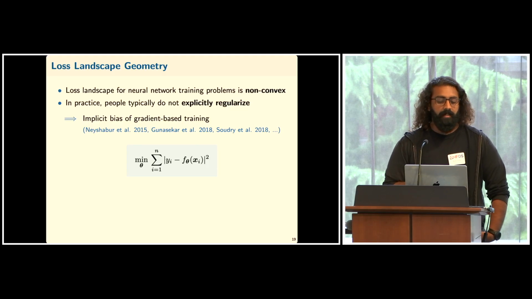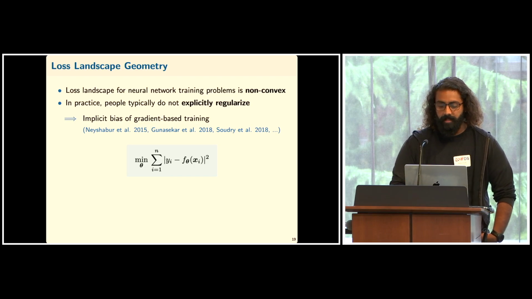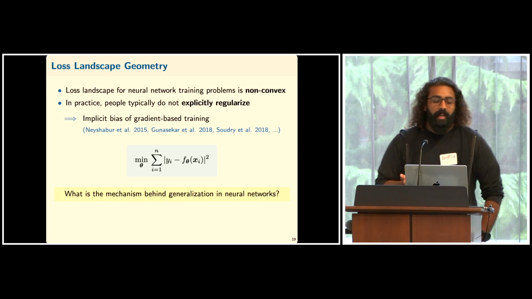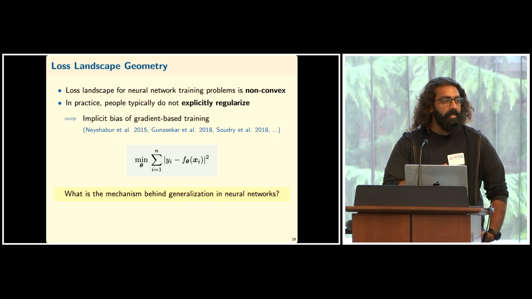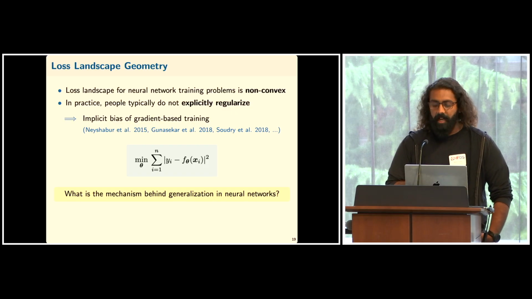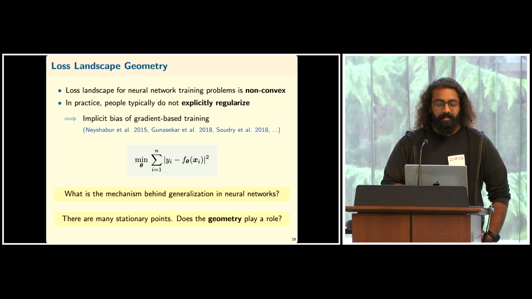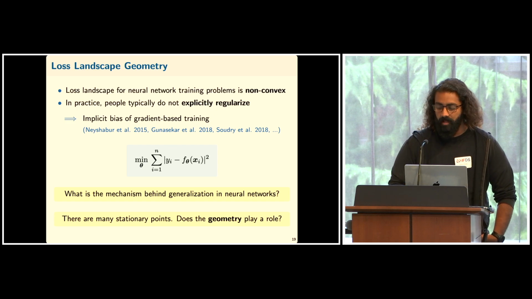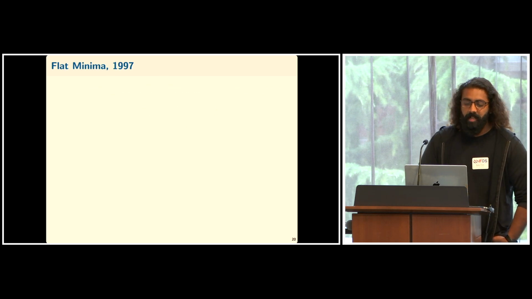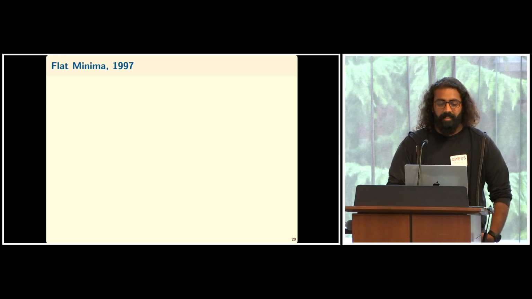Here, there's no regularization, and I'm just doing least squares loss over neural network parameters, trying to fit my data of XY pairs. So then, you can ask, what is the mechanism behind generalization in neural networks if this is the optimization problem we're actually looking at? There are many stationary points to this problem. What is the role of geometry, or does geometry actually play a role for generalization in this context? This goes back to 1997.